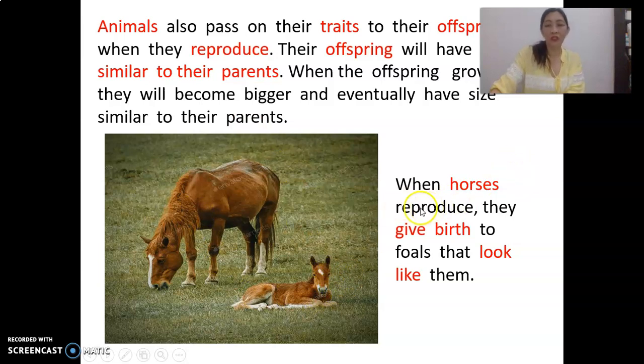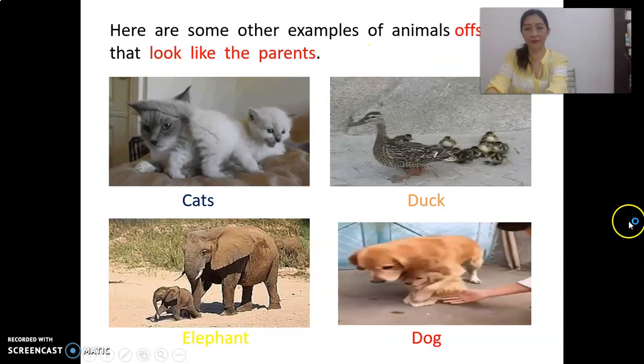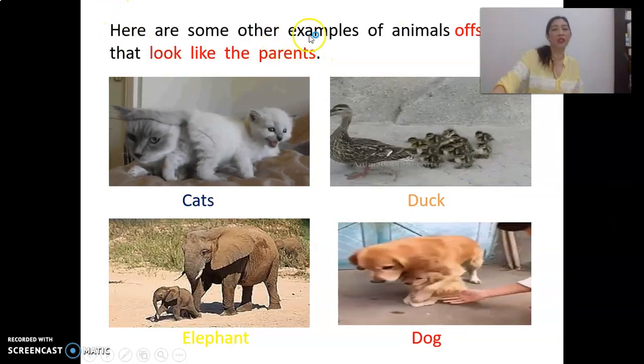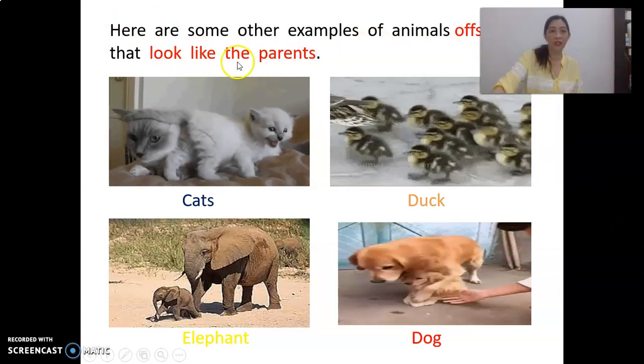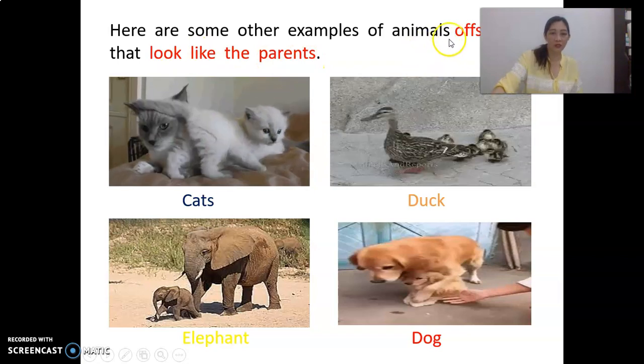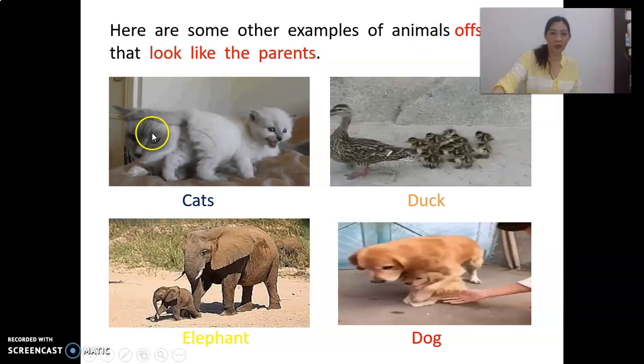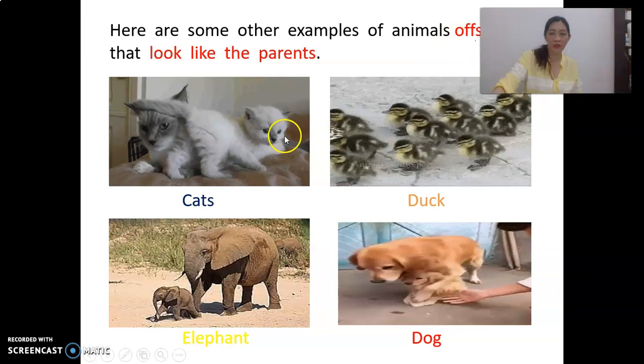So when horses reproduce, they give birth to foals that look like them. So this is an example of animals that look alike. So here are some other examples of animals' offspring that look like the parents. So this is parent, this is offspring.